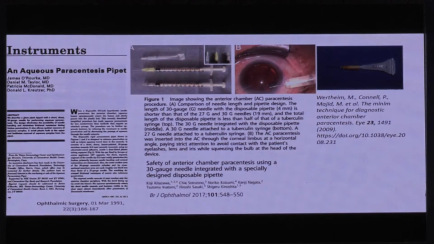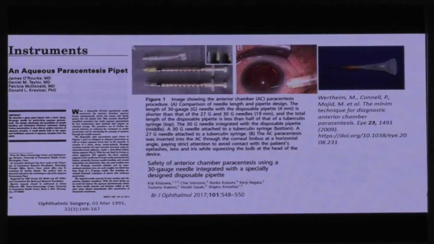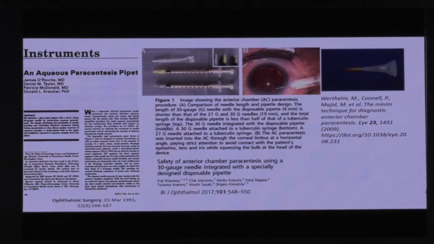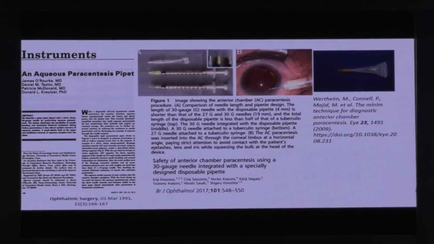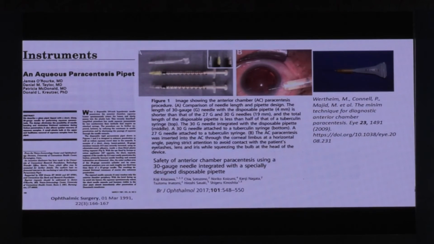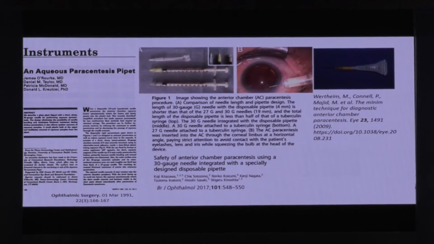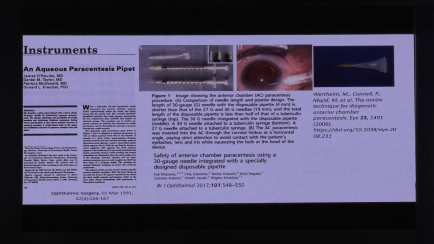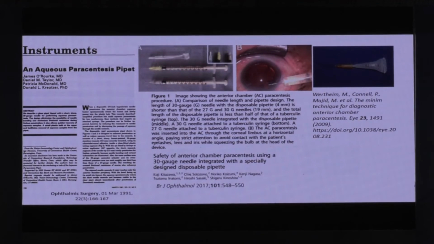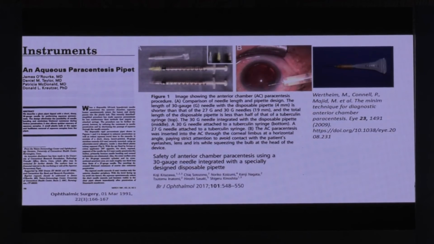Now, this is what we routinely use in our practice, but there are different instruments and devices which have been there and which do help in removing the aqueous from the anterior chamber. And these are innovations which are done. Basically, you want the entry to be smooth, and you want the resistance and the distance which the aqueous travels to the syringe to be shorter. So these are the different innovations which have come in and are being used for aqueous paracentesis.